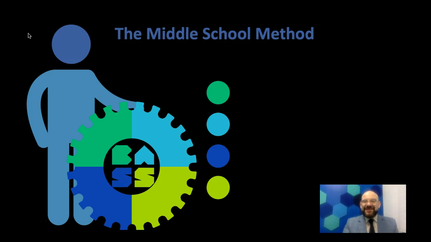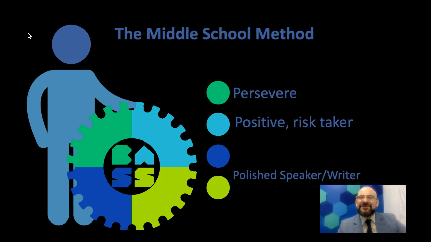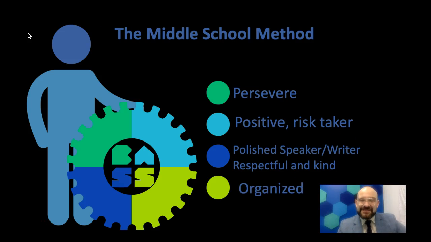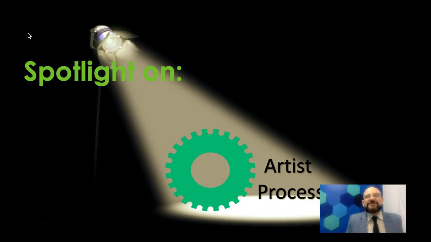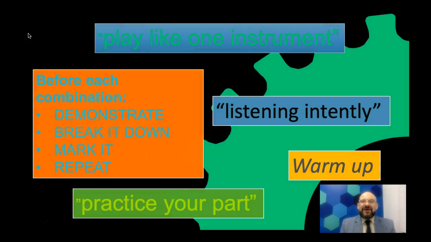All right, middle school method, scholars. What it does, it helps you learn to persevere. It makes you a positive risk taker. Also, those visual thinking strategies make you a polished speaker, writer, respectful and kind too. And the artist palette helps you be organized. Those are all things that you can use in your life beyond middle school. And we're gonna put a spotlight on the artist process today. Remember that this is the first part of the middle school method, and I wanna talk about it.